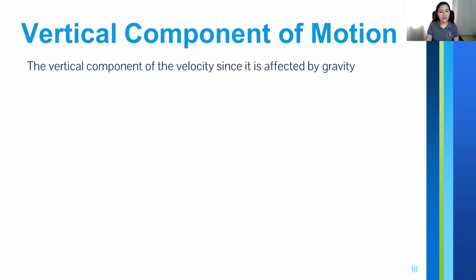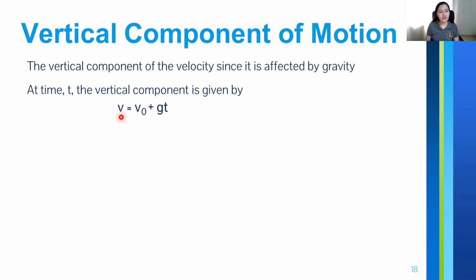Now for the vertical component, since it is affected by gravity, so dili siya constant. So at time t, the vertical component is given by, so di ba katong kinematic na equation. So V, that would be the final velocity, equals the initial velocity plus gt. V is the velocity at time t equals the initial velocity plus g of t. But this is now again for the vertical component, so sub y. So Vy equals Voy or Viy plus gt. Vy equals Vo sine theta plus gt.